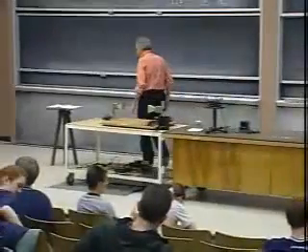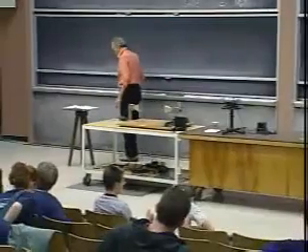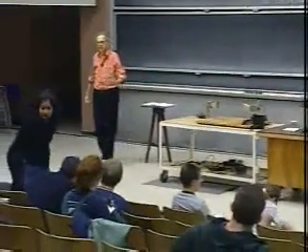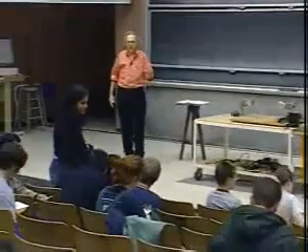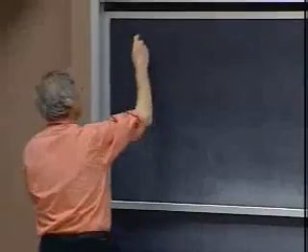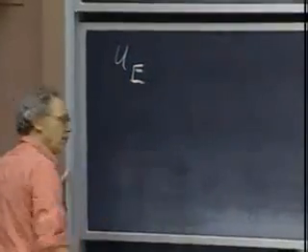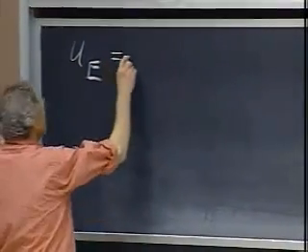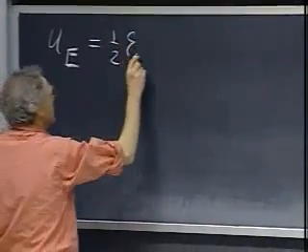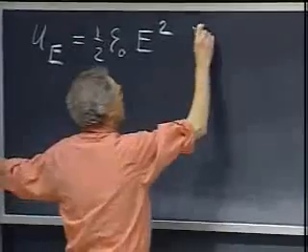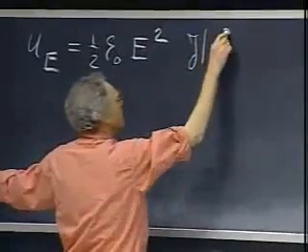I'm going to talk today about energy in electromagnetic waves. There must be energy in there because we know that electric fields contain energy and magnetic fields contain energy. And you may remember that the electric field energy density is 1/2 epsilon 0 E squared. This is now in joules per cubic meter.